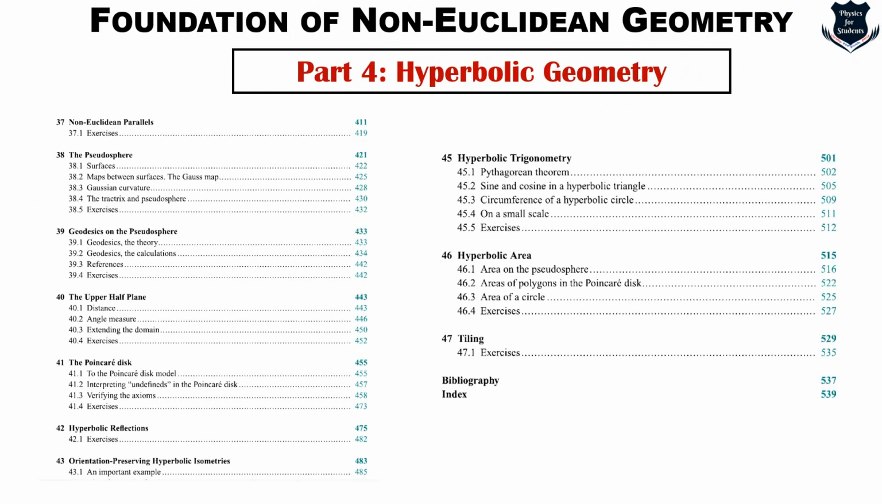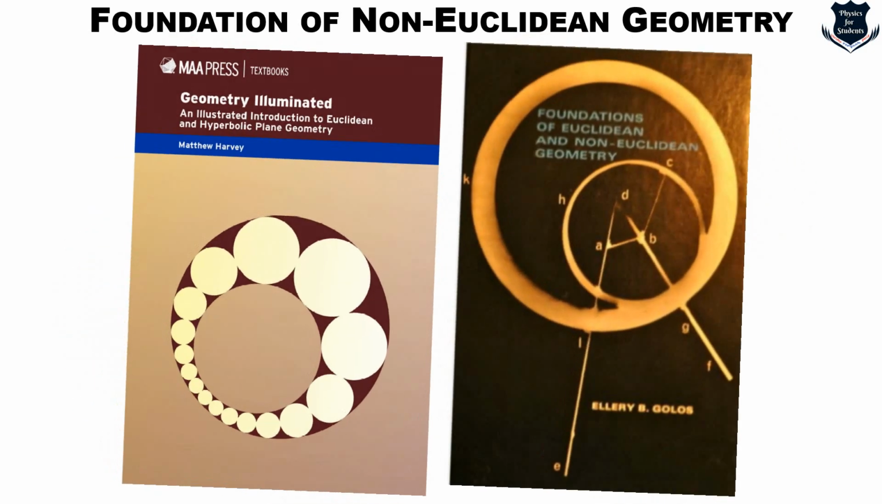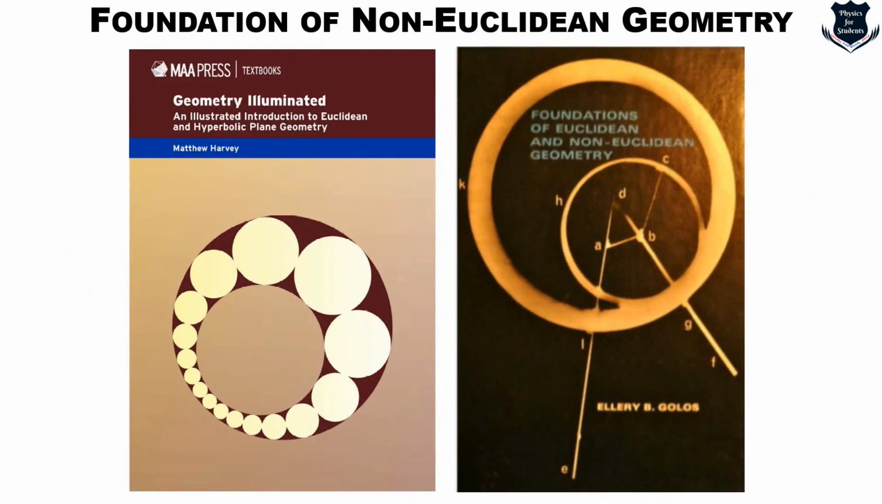The hyperbolic geometry contains this. It starts with the pseudosphere, which we just noticed, geodesics on pseudosphere. It contains a lot about the Poincare disk, hyperbolic trigonometry, and also tiling, which is taken as an exercise. Okay, so the sequence of study would be more or less this. You can start with Geometry Illuminated, and then you can move into Foundations of Non-Euclidean Geometry, or either way. I mean to say both of them are equally good. There is no point in comparing or giving a number 1 or 2. You can start with anything.